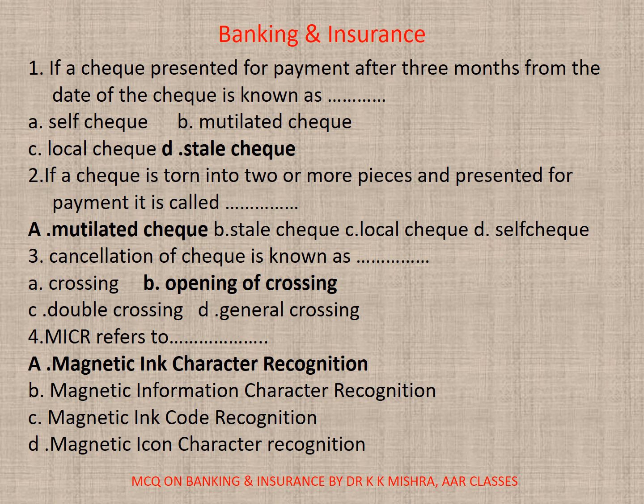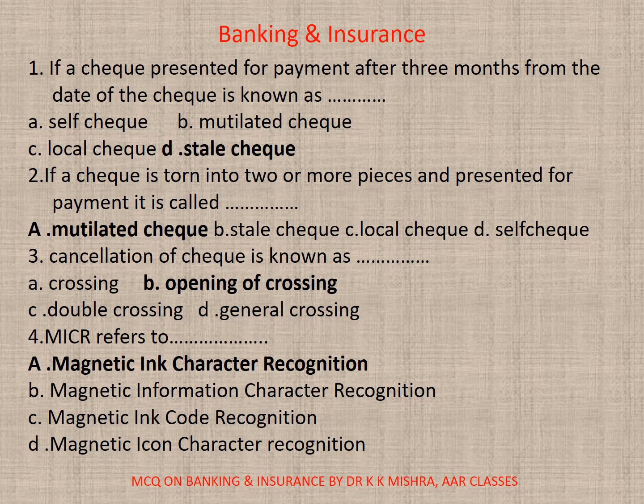Question number 1. If a check presented for payment after 3 months from the date of the check is known as dash. A. Self check, B. Mutilated check, C. Local check, D. Stale check. Correct option is D. Stale check. 2. If a check is torn into 2 or more pieces and presented for payment, it is called dash. A. Mutilated check, B. Stale check, C. Local check, D. Self check. Correct option is A.